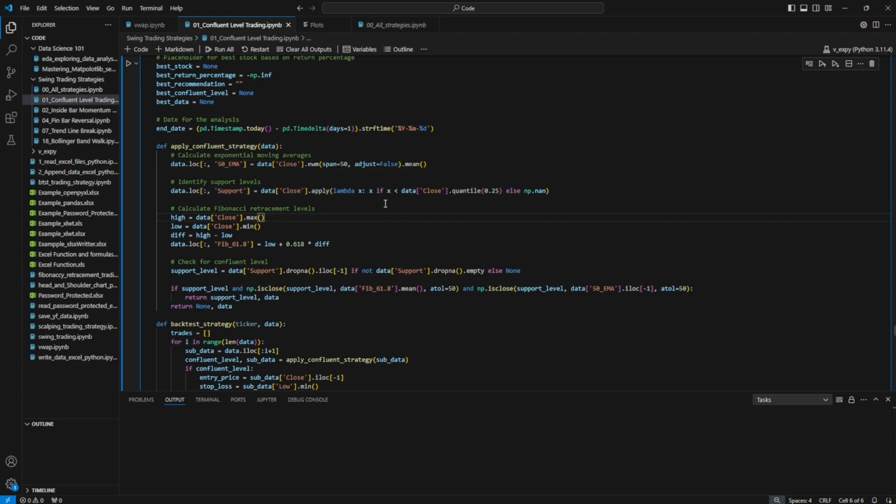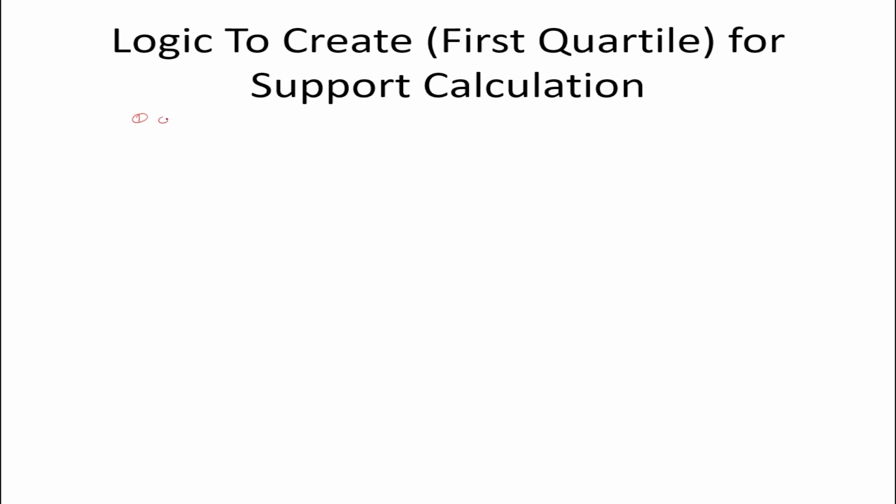Now there is a small logic that I've implemented, which is a quantile. So let's talk a bit about what the 25% quantile is. The first step will be to order the data in, let's say, ascending order, right? The second one will be determining the position.